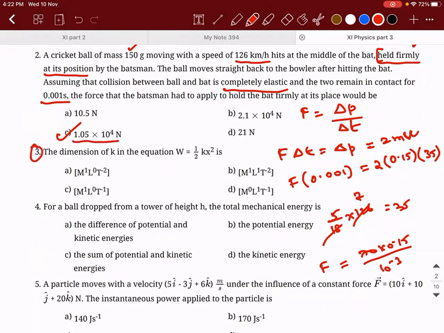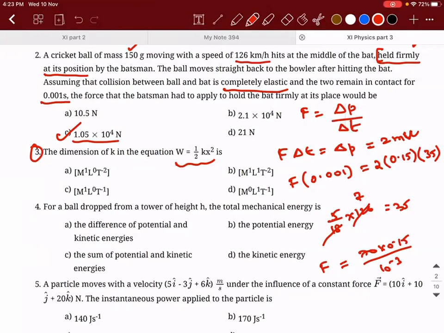Third, the dimension of k in the equation W is equal to half kx square. So what does k stand for in that equation? What is this equation in the first place, guys? The k is the spring constant. What equation is this? Hooke's law. What is it? F is equal to kx is Hooke's law.